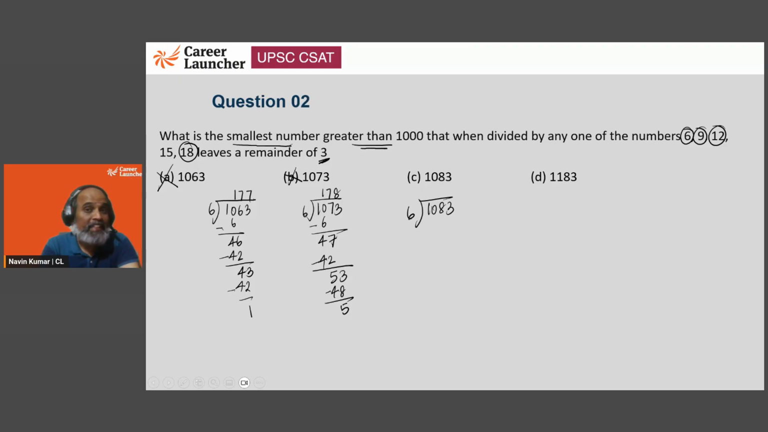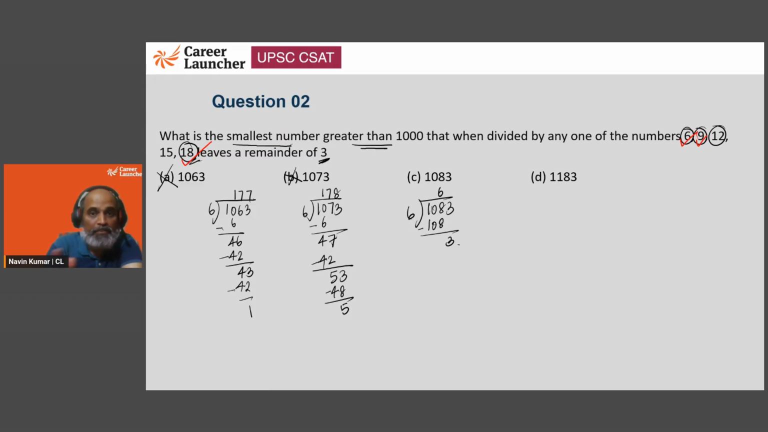But the table of 18 we are not very comfortable with, right? So if you're comfortable with the table of 18, great. If you're not comfortable with the tables of 18 and 12, then you should always start with 6. So let's start with 18. If you take 1083 and divide by 18, so 18 into 6 is 108, and 3 is the remainder. So with 18, if we get the remainder as 3, then from 6 and 9 also we'll get the remainder as 3.